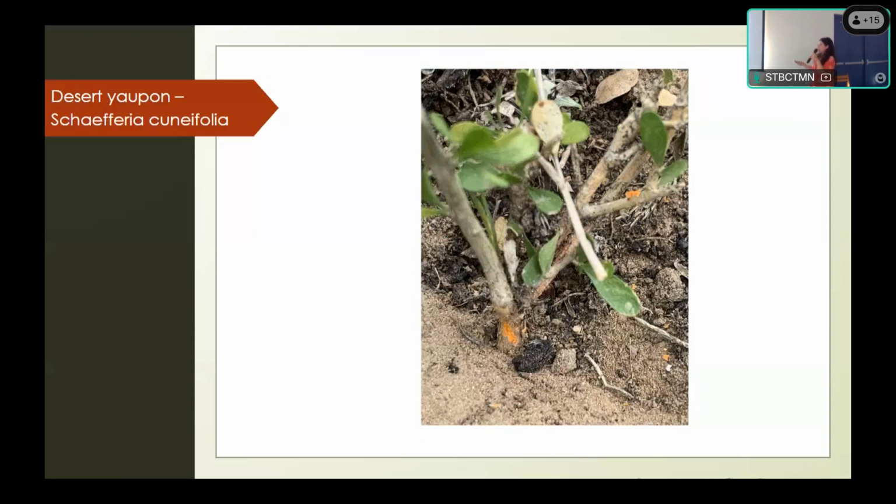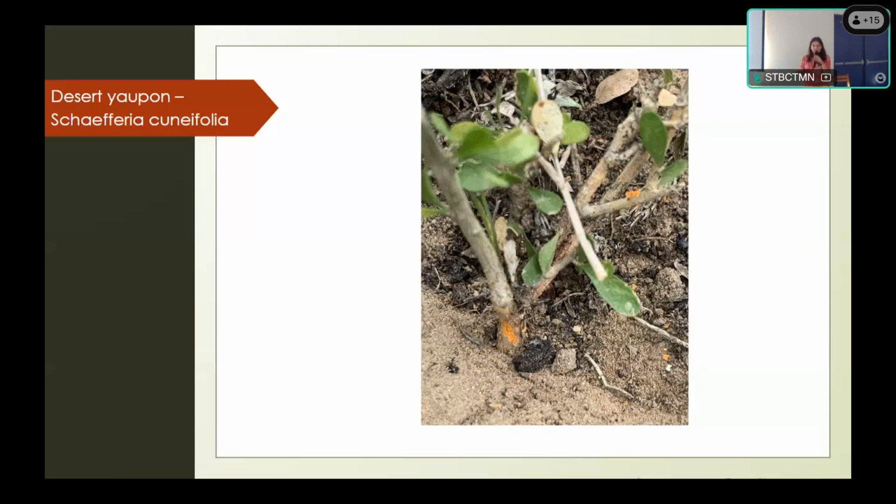So this is desert yaupon, Schaeferia cuneifolia, and it's not a super rare plant, but the reason I included this picture is because of this orange. Something that I discovered is that every desert yaupon has that orange staining: if you scrape the trunk of it just a little bit, that orange starts to come out. And so before I got really good at IDing this species just from the leaves, I would use that.